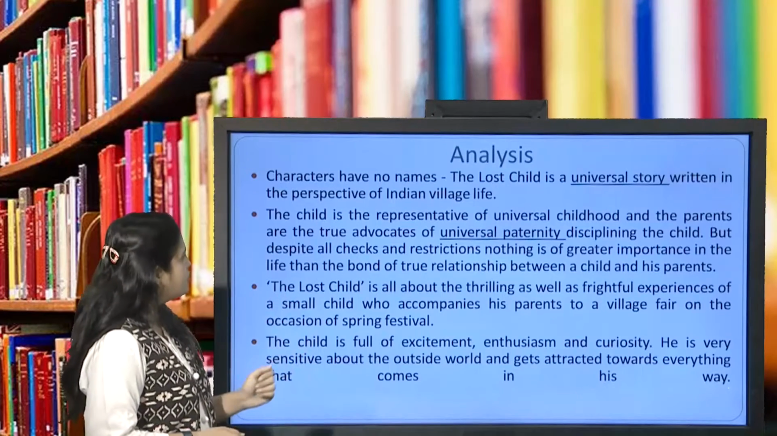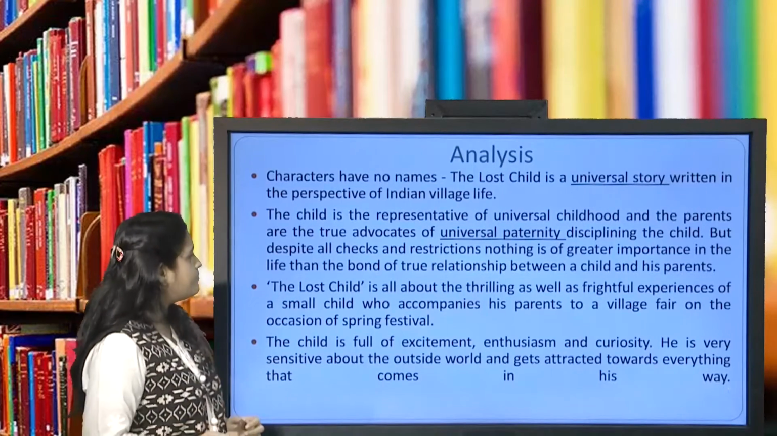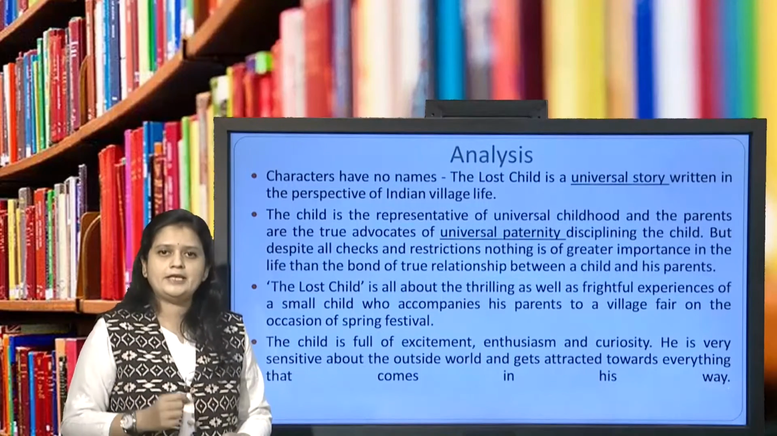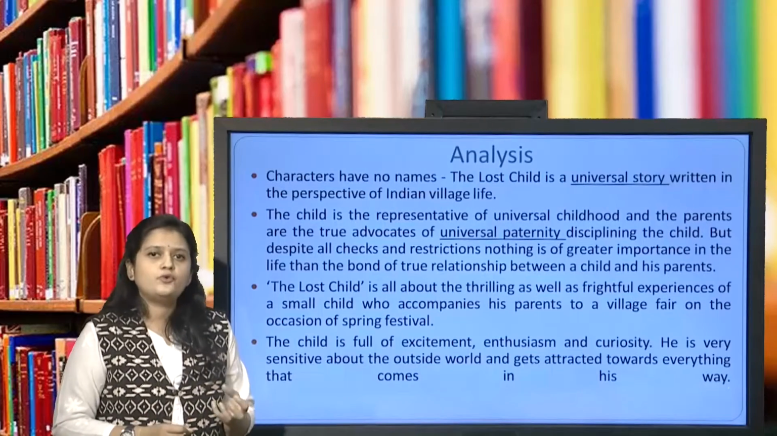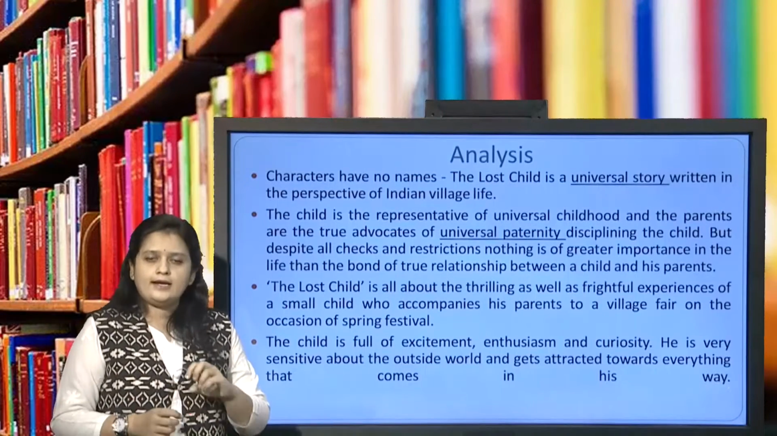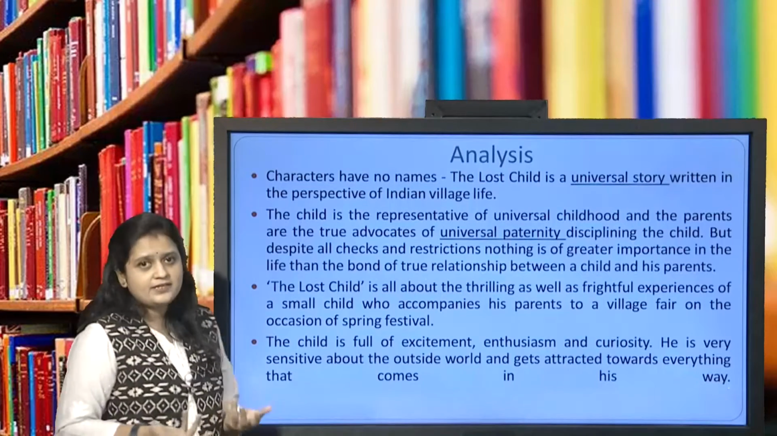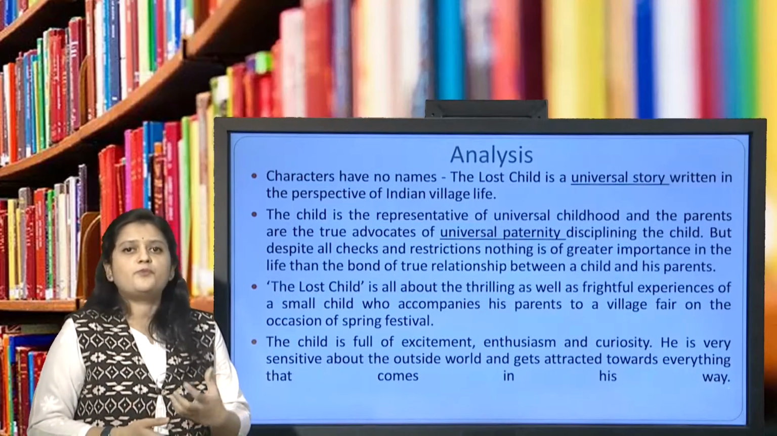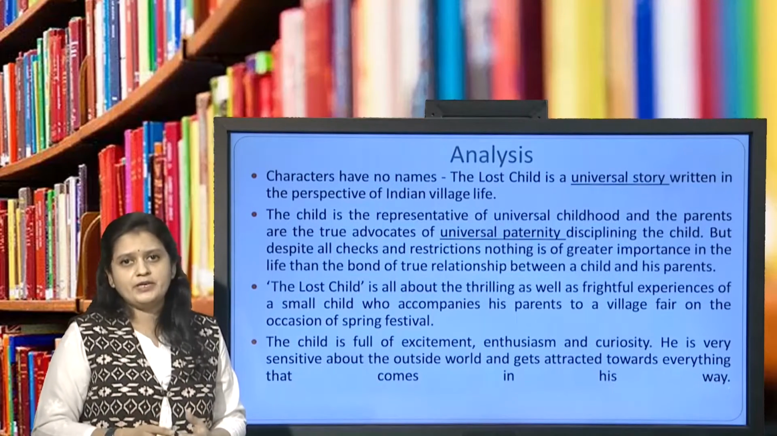But despite all checks and restrictions, nothing is of greater importance in life than the bond of true relationship between a child and his parents. So ultimately, this is a story of true love and affection that a child has for his parents, and the parents have for their child, because they do not want to spoil their children. They want their children to become good human beings.